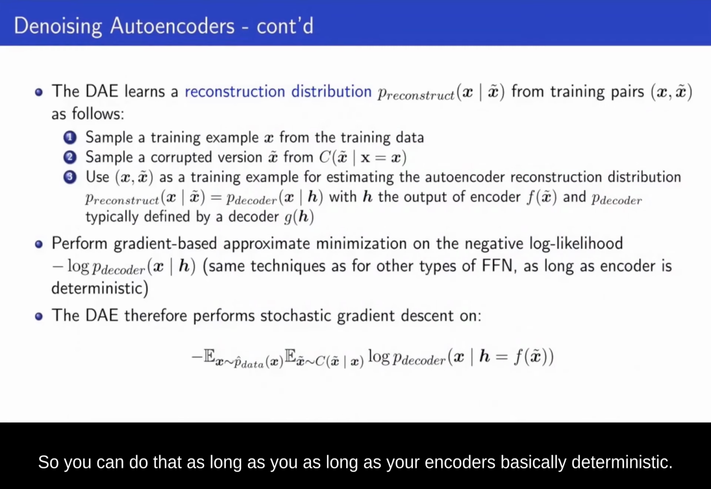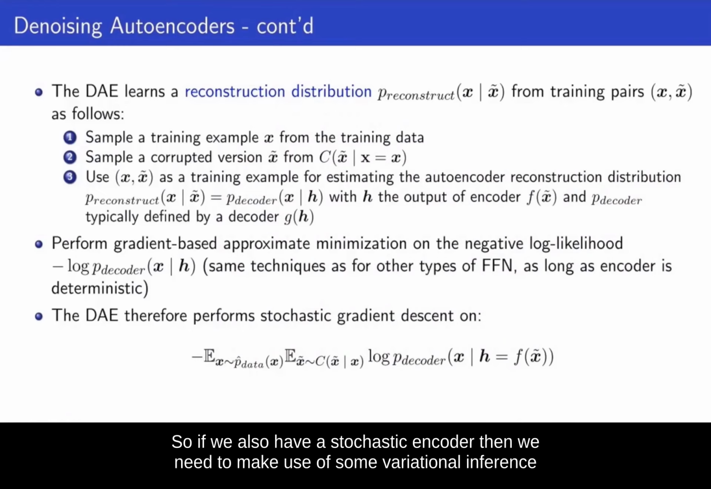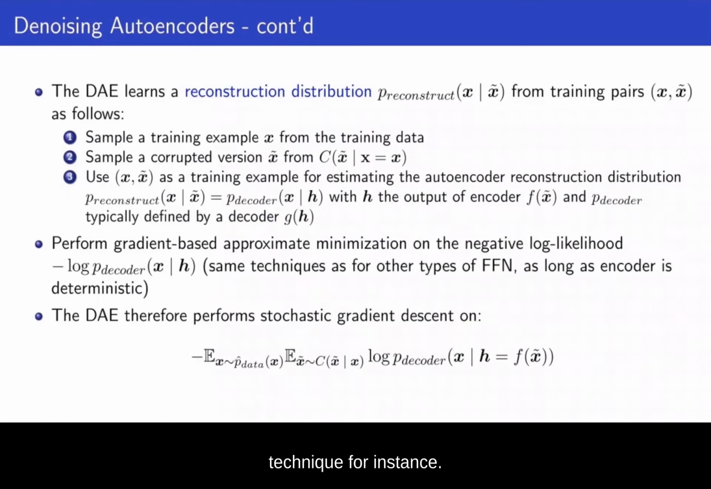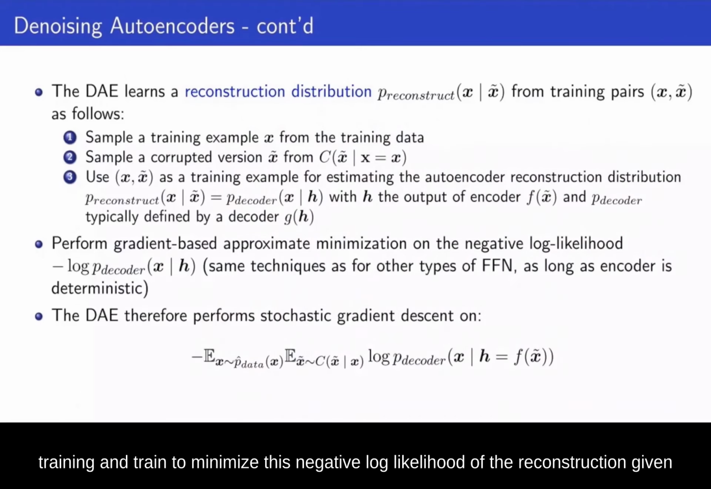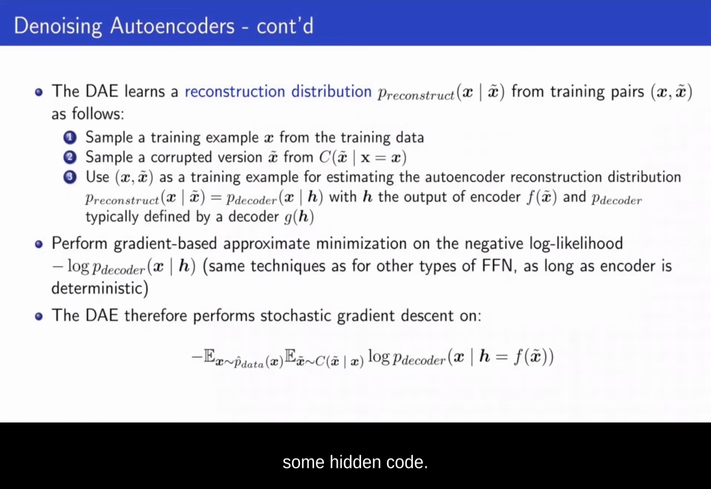You can do that as long as your encoder is deterministic. If we also have a stochastic encoder, then we need to make use of some variational inference technique, for instance. But as long as we have the deterministic encoder, then we can just use this maximum likelihood training and train to minimize this negative log likelihood of the reconstruction, given some hidden code.